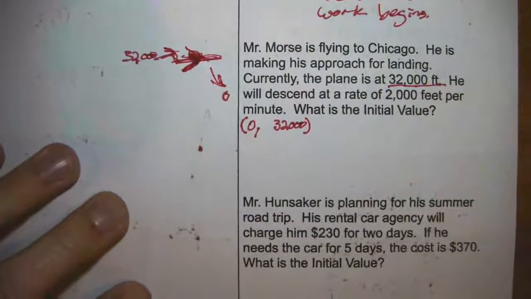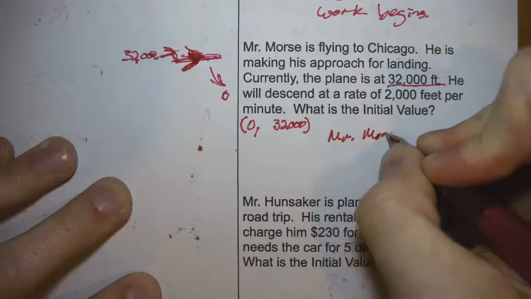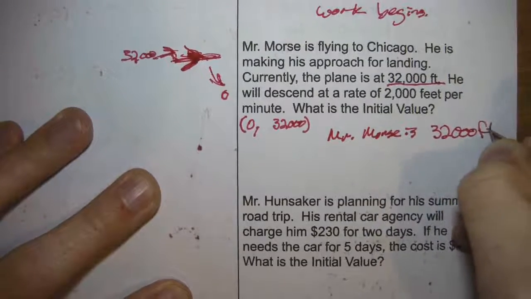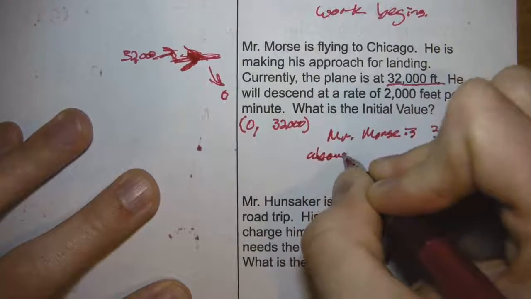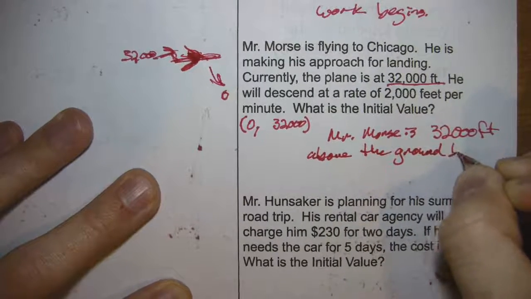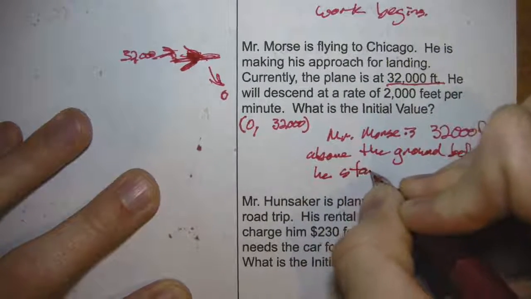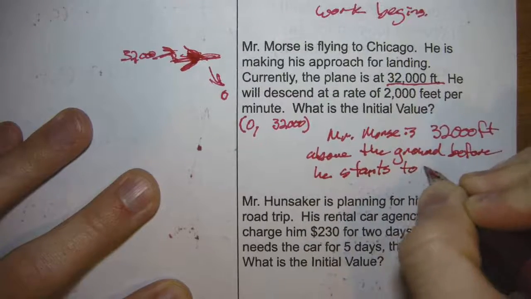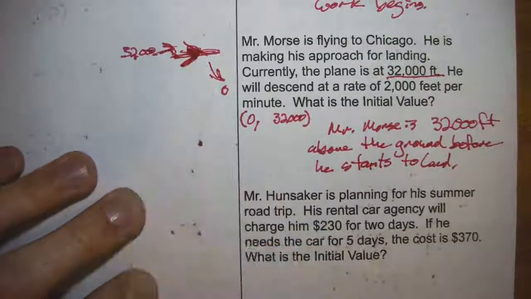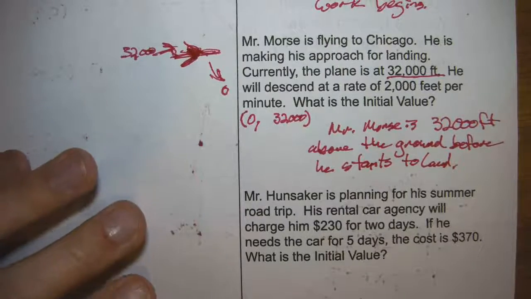If we're going to talk about the meaning of it, we would say that Mr. Morse is 32,000 feet above the ground before he starts to land. And that tells me where he starts at, right? He's beginning at that 32,000 feet mark before he makes that approach into, say, O'Hare Airport or Midway, wherever he's landed in Chicago. All right.